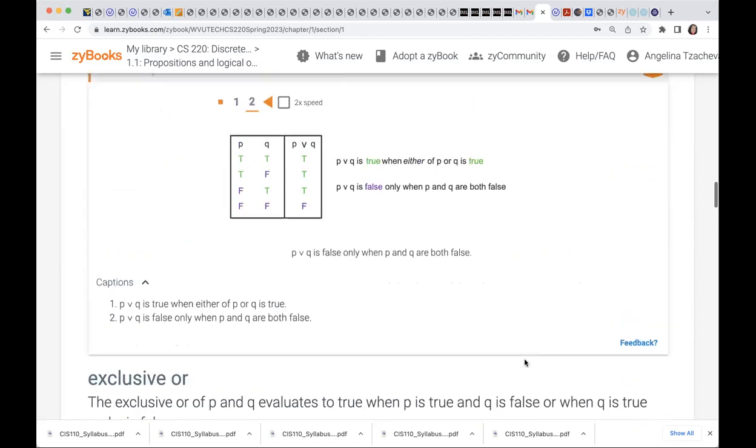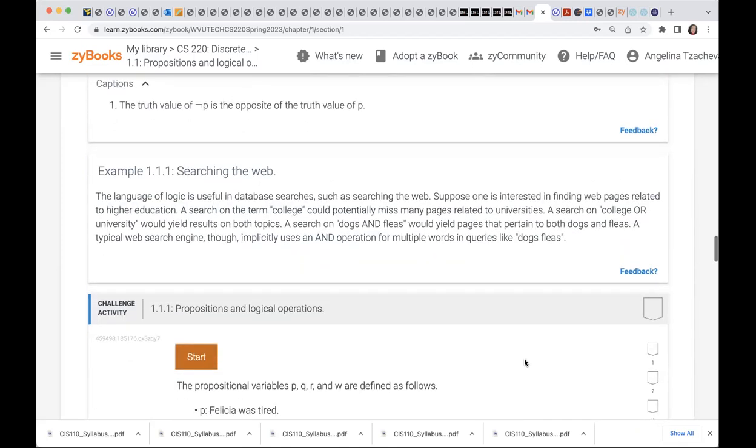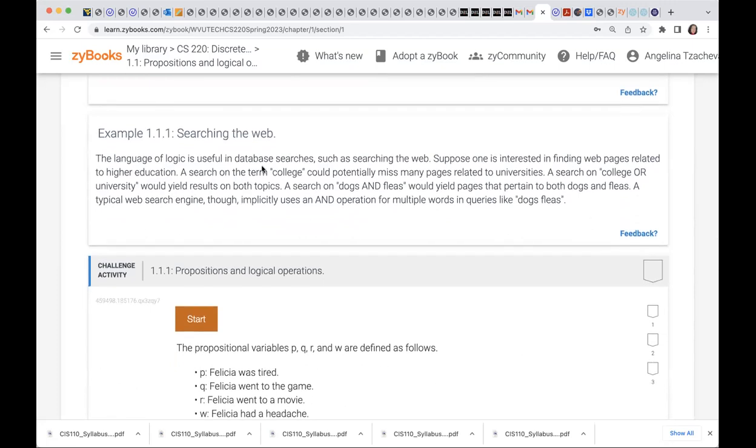And here is some example of what we would use those logical operators for. Let's say it can be used for database searches, for searching the web. If they search for college or university, we would get results for both topics. If we search college and university, dogs and fleas, then you would get both of those subjects.